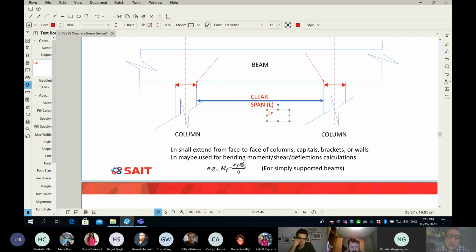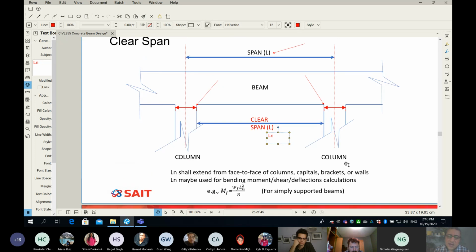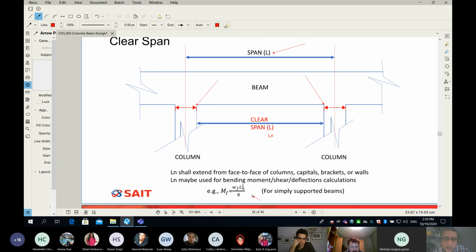Ln may be used for bending moment, shear, and deflection calculations. Because simply when you think about it, the beam will start to work after it leaves the support, not when it is on top of your support. So really, the bending moment should be a function of Ln. And you can see in my equation here, I used Ln when I estimate the bending moment, and I said this is for simple support.